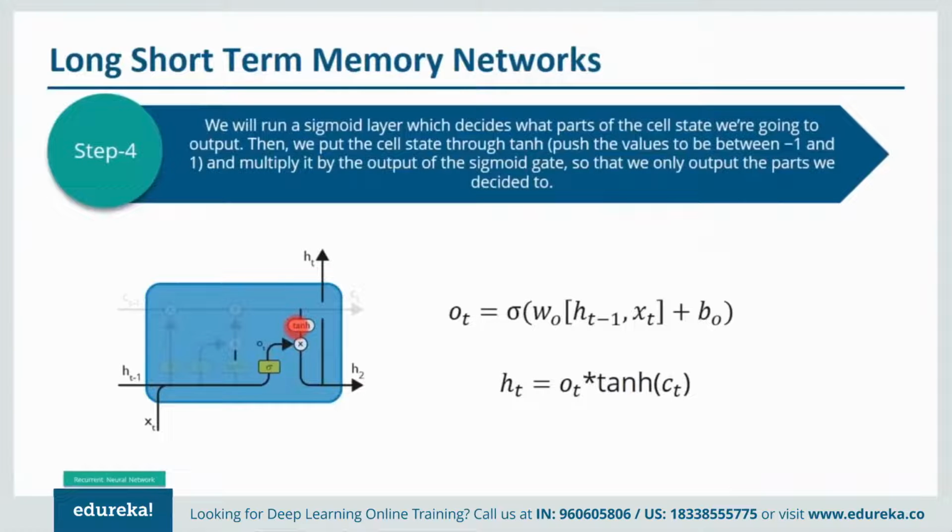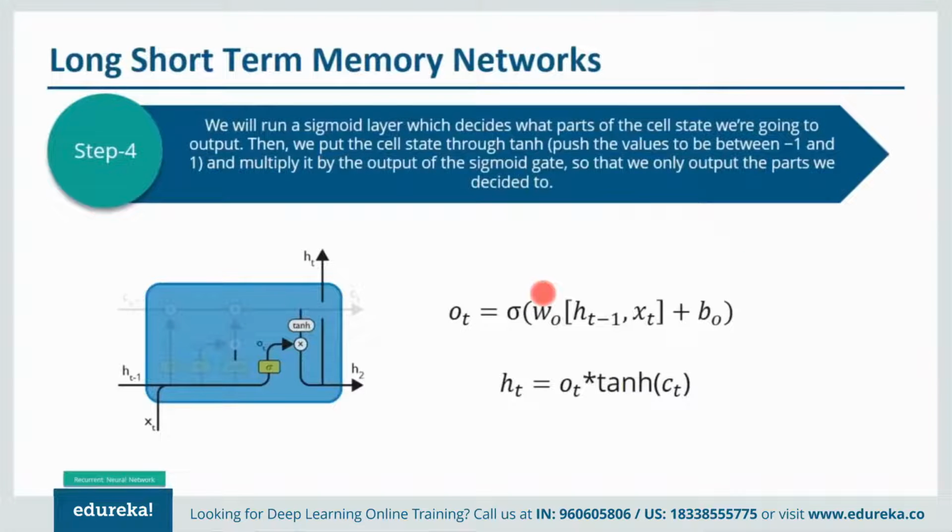And why do we do that? Just to push the values between -1 and 1. So after multiplying OT and tanh of Ct, we'll get the output ht, which will be our new output, and that will only output the part that we decided to. Whatever we have decided in the previous steps, it will only output that value.